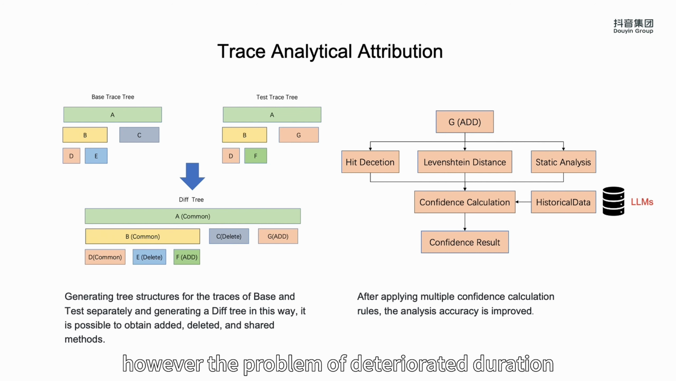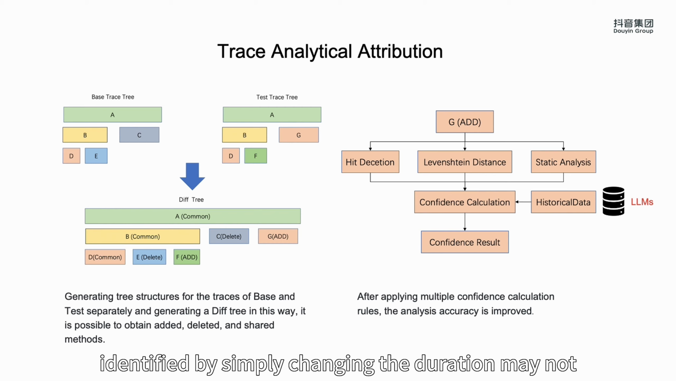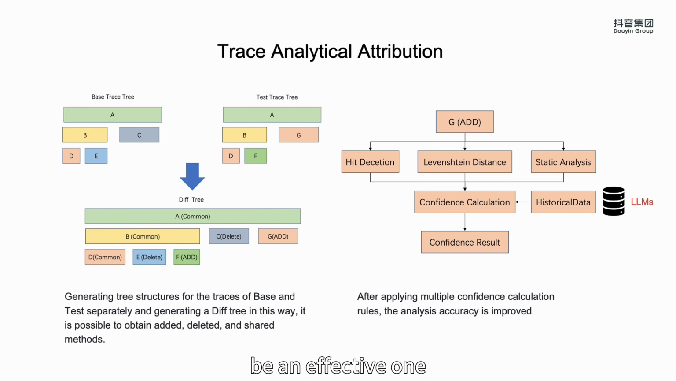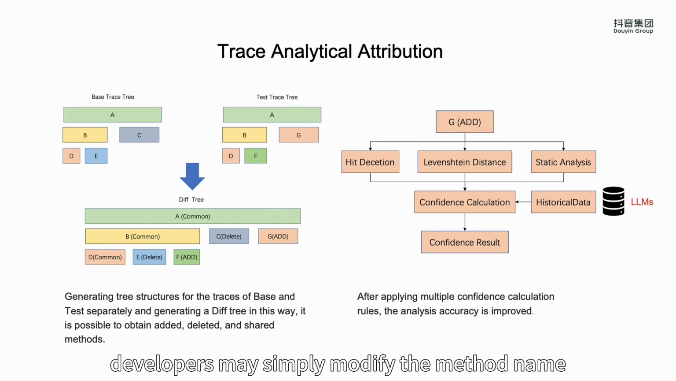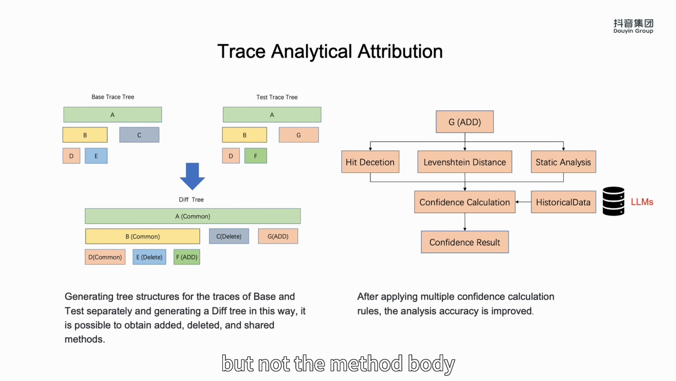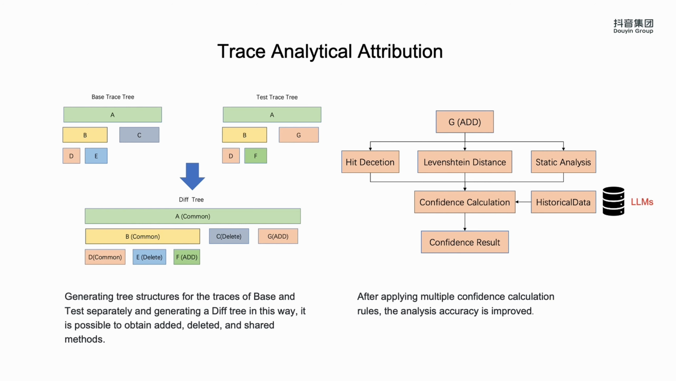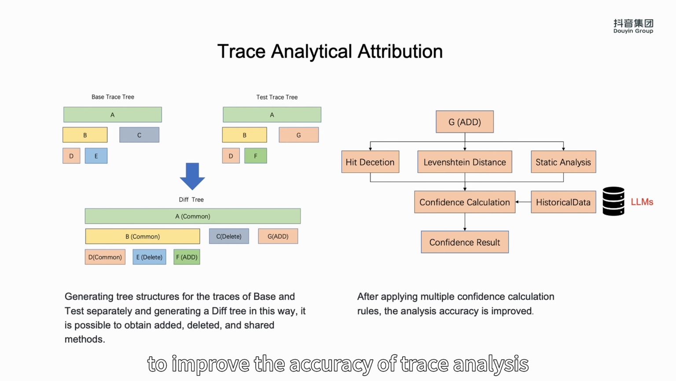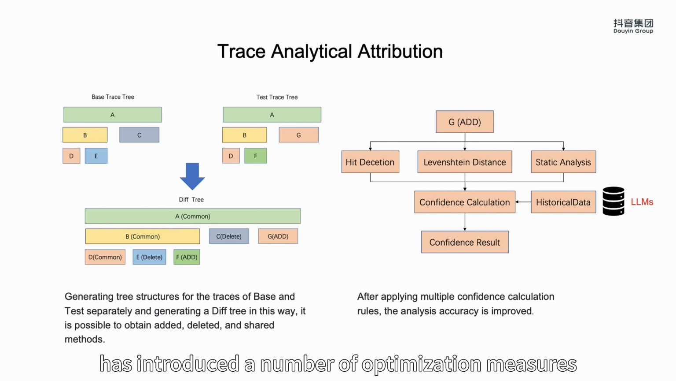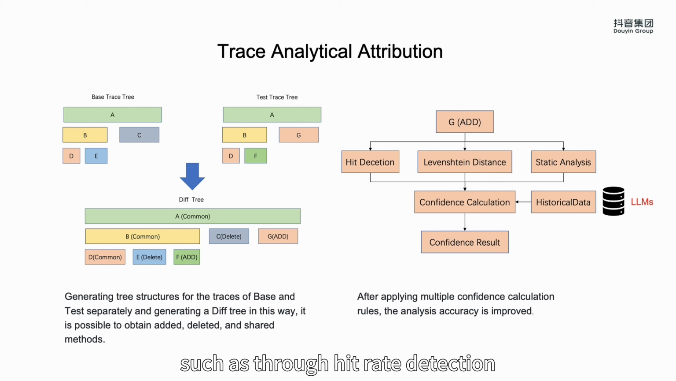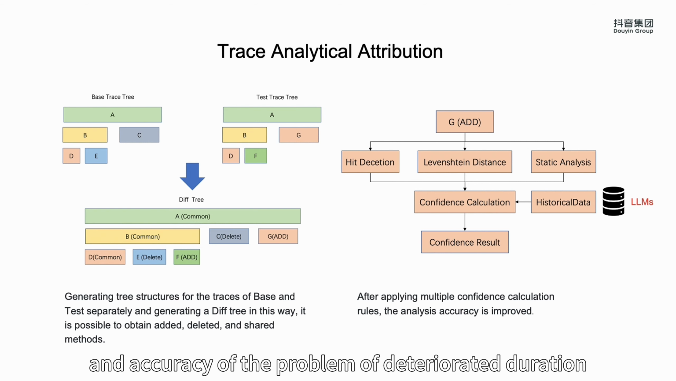However, the problem of deteriorated duration identified by simply changing the duration may not be an effective one. For example, in actual development, developers may simply modify the method name but not the method body, so although it is reported as a new method, it is a false alarm. To improve the accuracy of trace analysis, the Domino platform has introduced a number of optimization measures, such as through hit rate detection, static analysis, similarity, and LLMs, etc., to improve the confidence and accuracy of the problem of deteriorated duration.